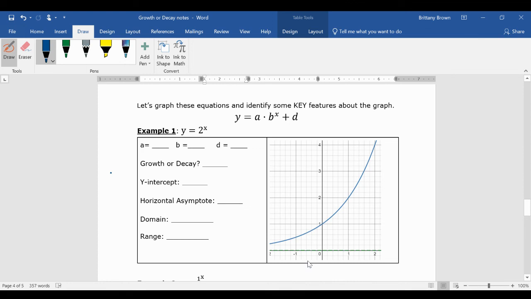All right, let's keep going. And now what we're going to do is talk about how do you graph the basic parent graph for a growth or decay function, and how would you graph it if some things about this basic parent function moved.